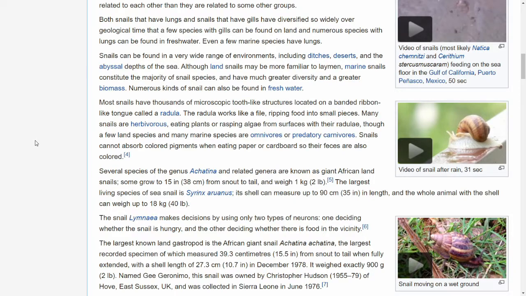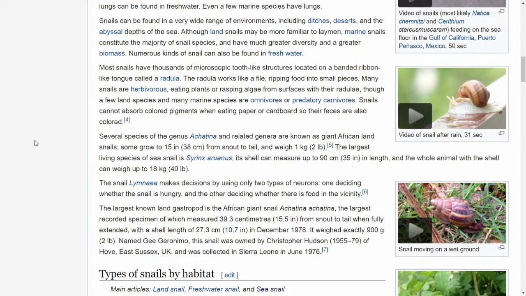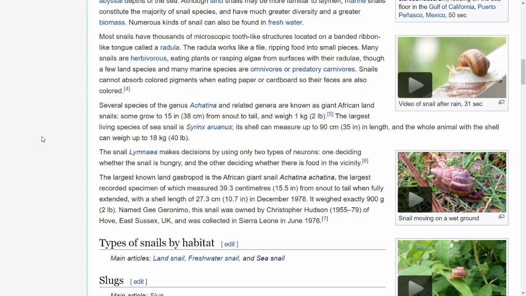What? Snails cannot absorb colored pigment when eating paper or cardboard, so their feces are also colored. Oh, okay. So they don't take in the coloring. They just poop it right back out. Okay. Also, predatory carnivore snails. That's something I wasn't expecting.